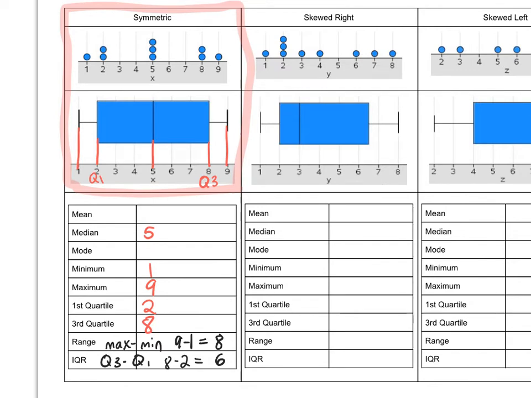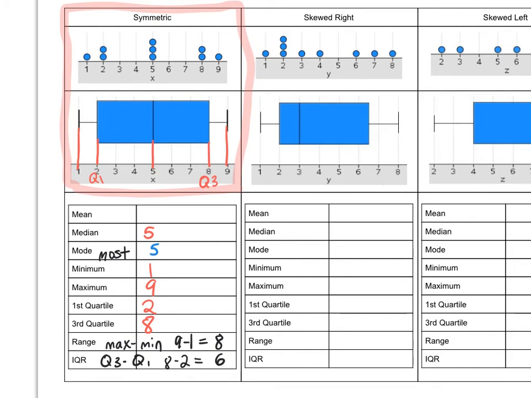Let's talk a little bit about the mean and the mode. We can't tell the mean and the mode from the box plot because it doesn't show us exactly where the data points are. For that, we're going to need to look at the dot plot. Now remember, the mode is the one that happens the most frequently. So in this case, our mode is going to be 5. That's our tallest bar. So I'm writing down 5 there.